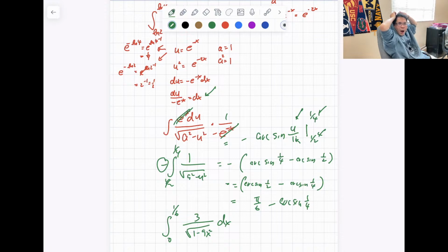So it's e over 1. It's just e. Over one.